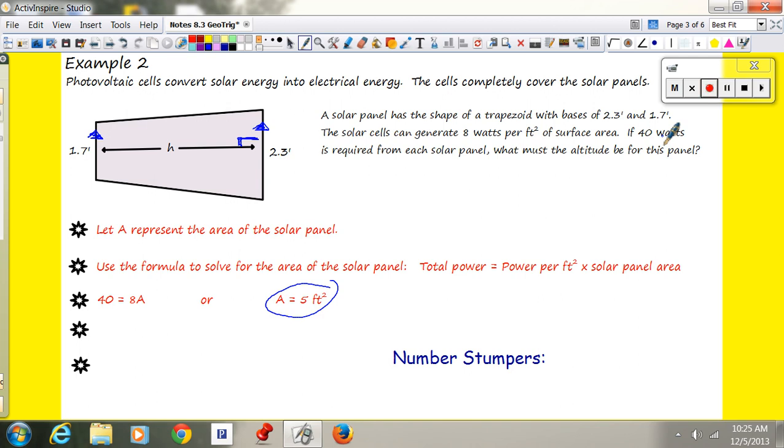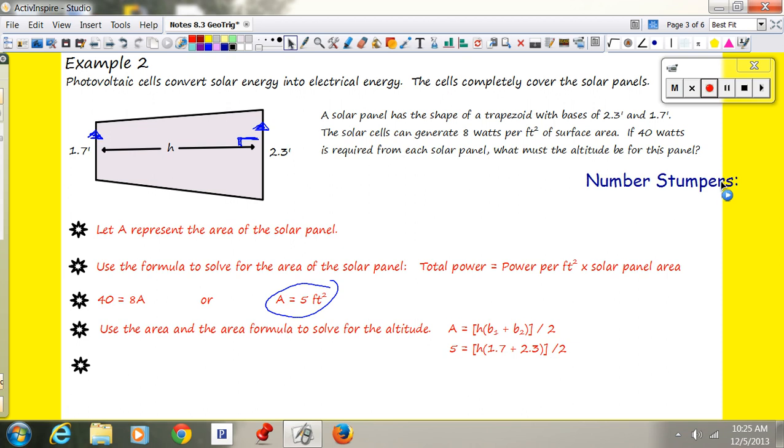So that means the area of this trapezoid is 5. I got the two bases. Can I solve for h? I need to use my formula so I can solve for h. My formula here is my bases times my height divided by 2. My two bases times the height divided by 2.